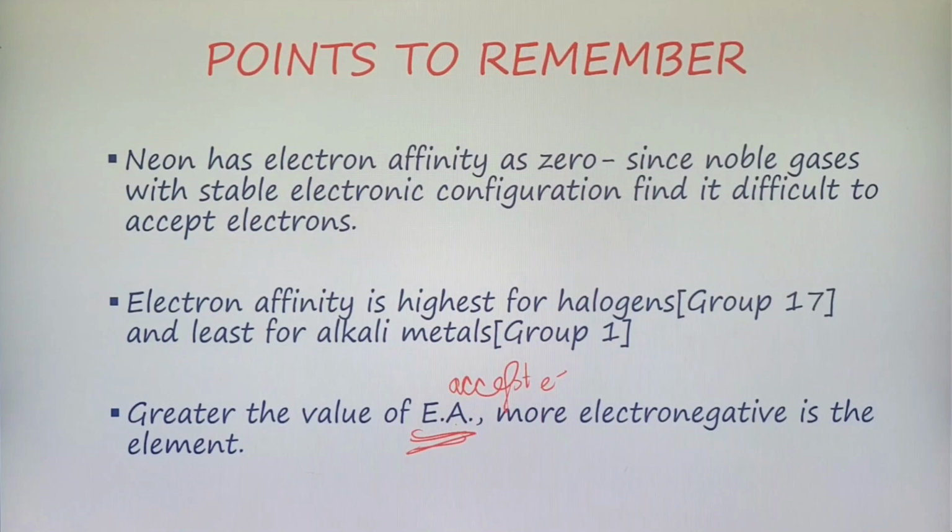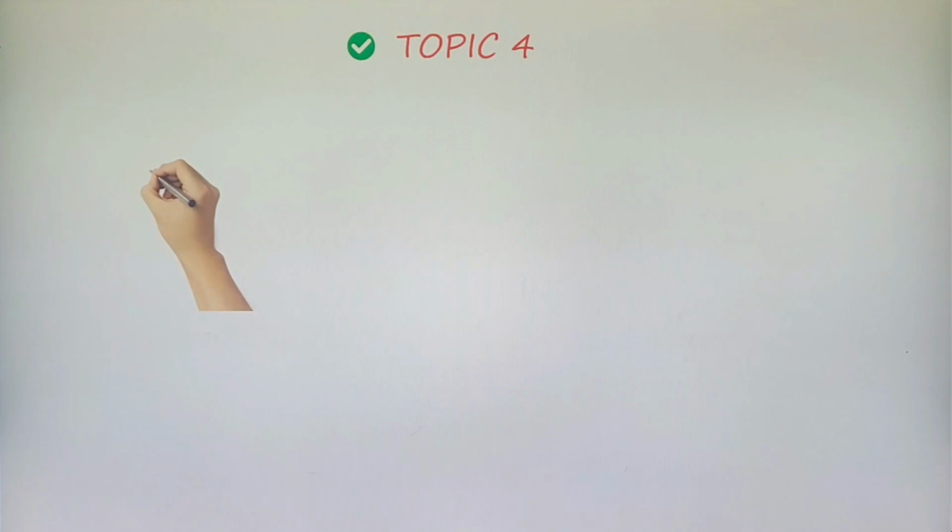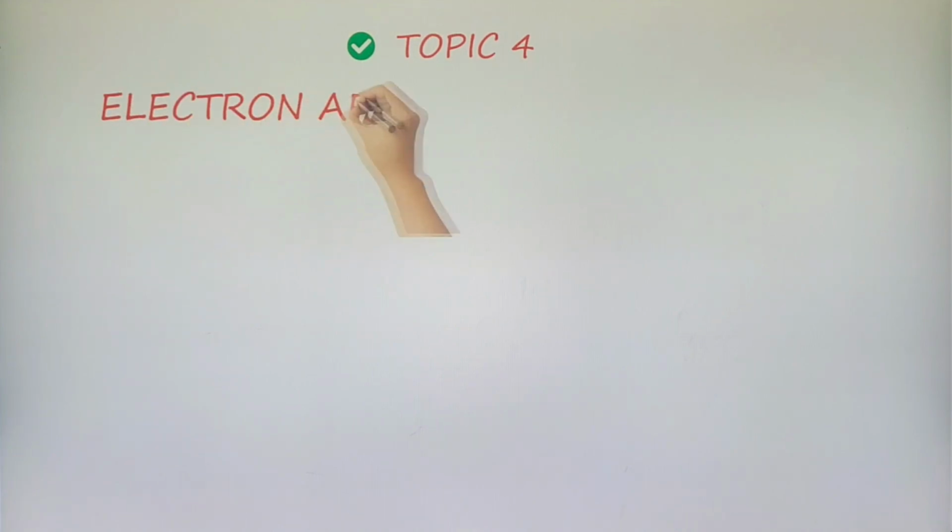Okay, so the more the tendency to accept an electron, the more non-metallic the element is, and the more electronegative the element is. As I told you, when they are trying to accept an electron, they get a negative charge. When I say it is negative charge, I mean the more non-metallic the element is. Clear?